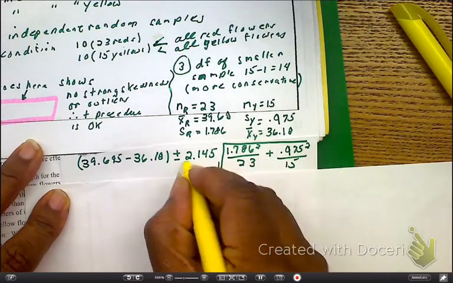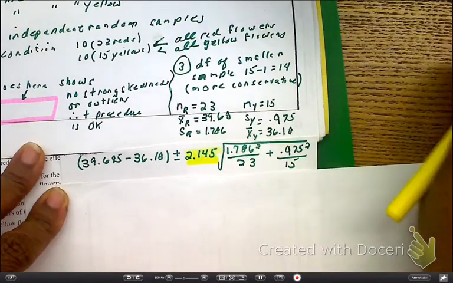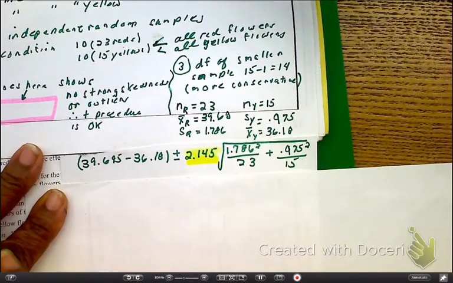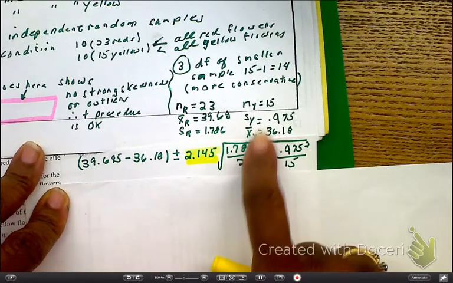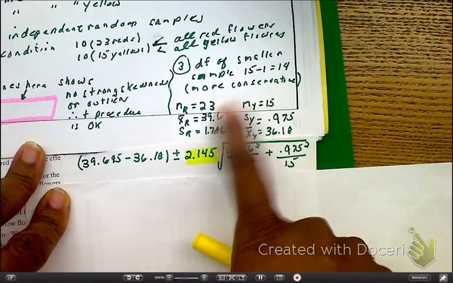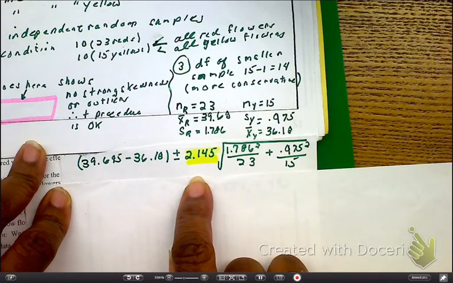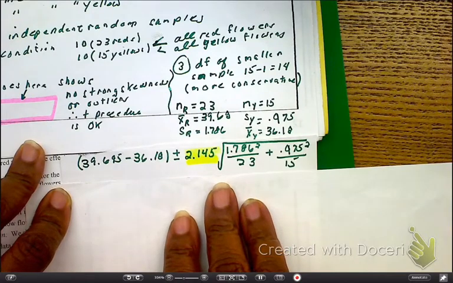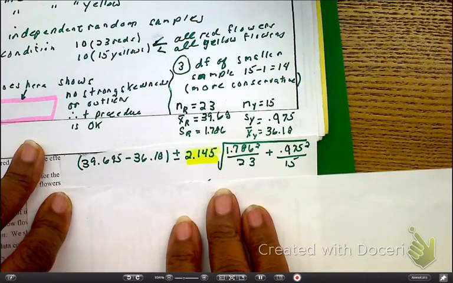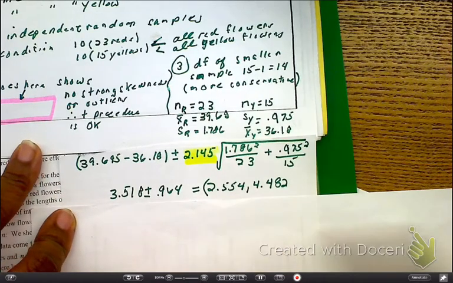Let's check this out. We're going to discuss that tomorrow because my question is, where did that 2.145 come from? Did it come from a degree of freedom of 14, or did it come from the degrees of freedom that the calculator gives us? That'll be part of our discussion tomorrow. Okay, and then after that, we do the math. Here's our confidence interval.